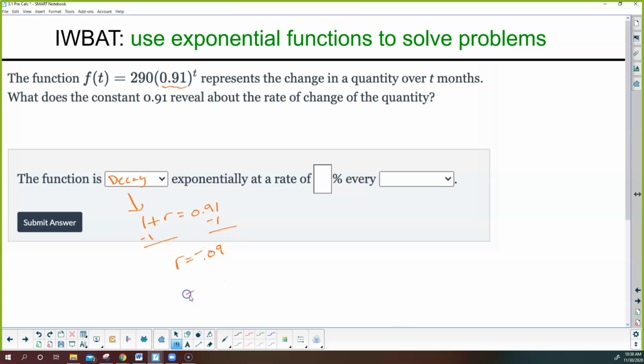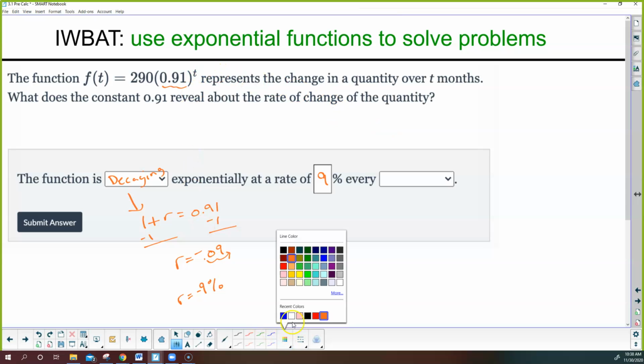negative 0.9, but we got to move that from a decimal to a percent. So I get negative 9%. However, we use the word decay, so we're just saying that this function is decaying. It actually might say the word decaying exponentially at a rate of 9% every what?